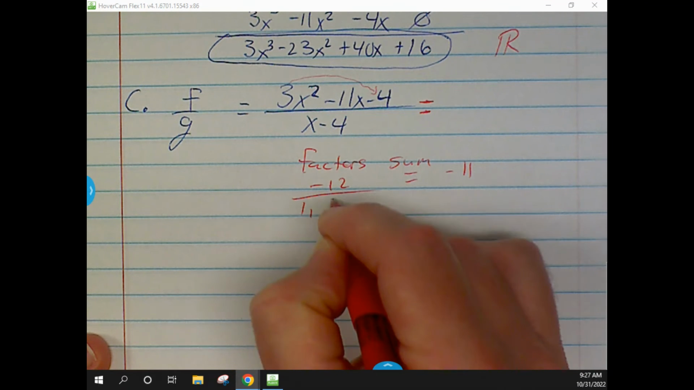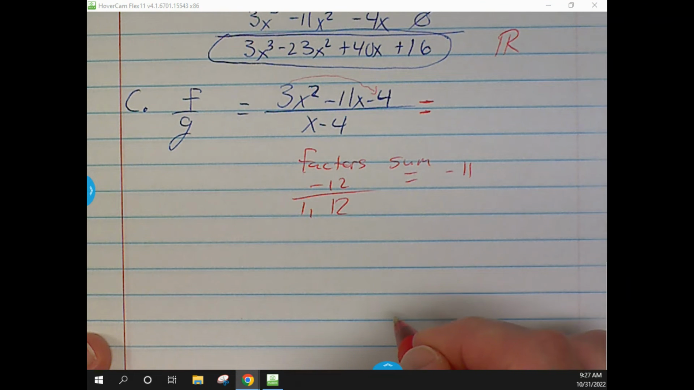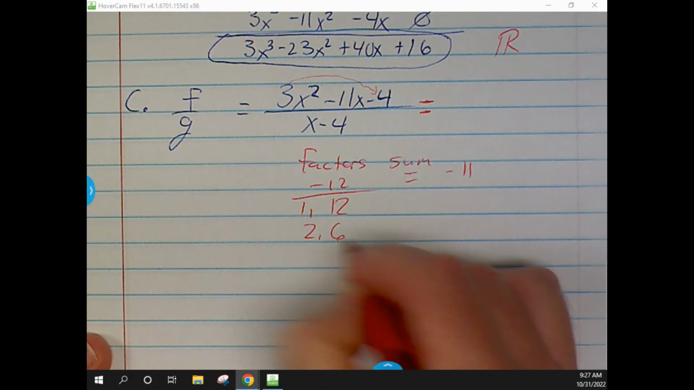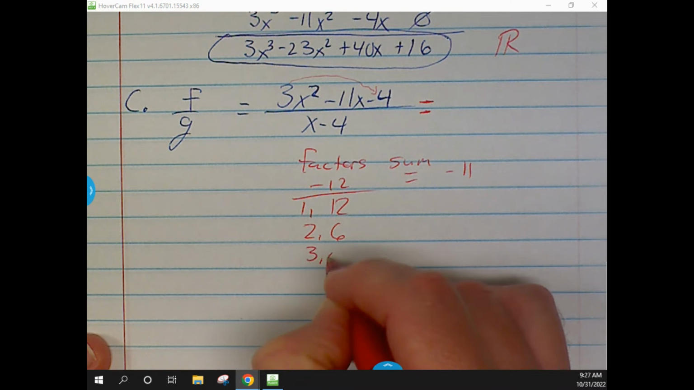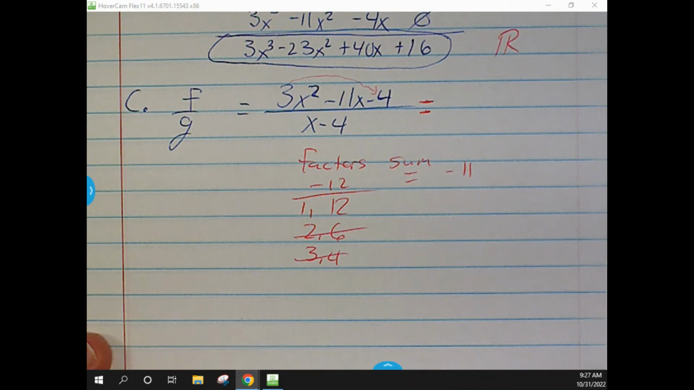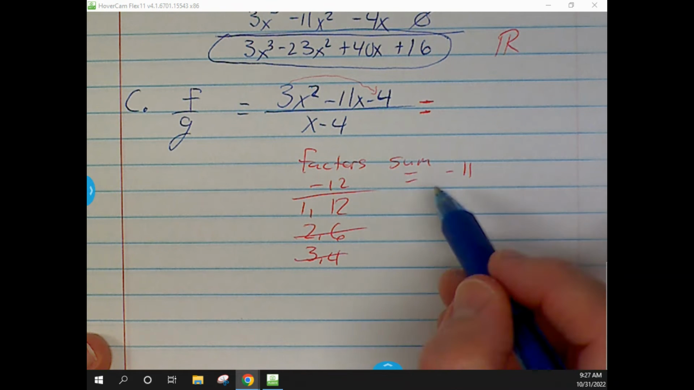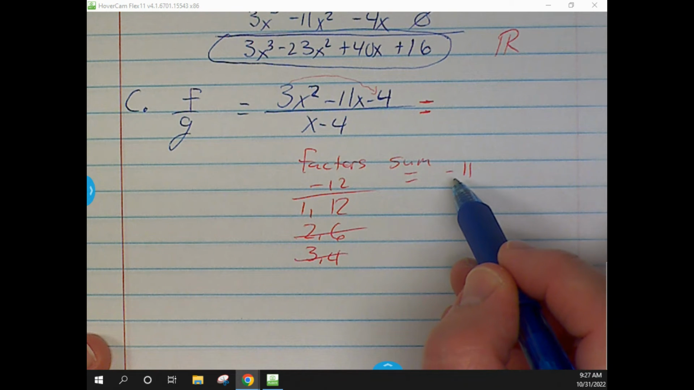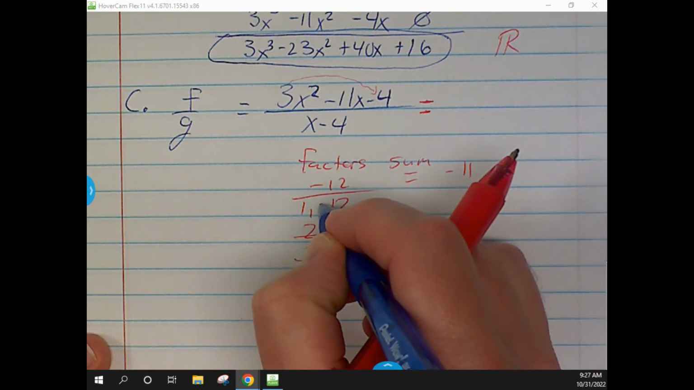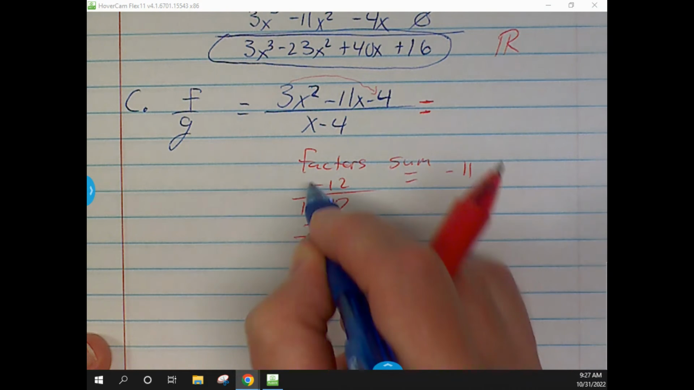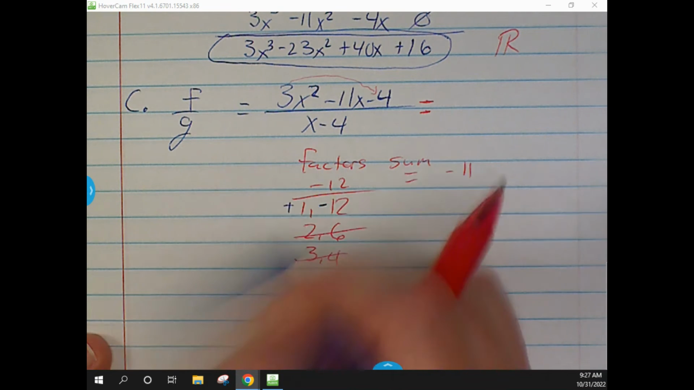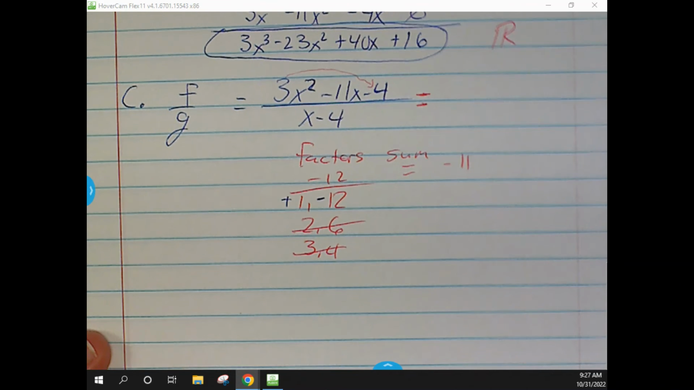All right. Could be 1 and 12. Definitely cannot be 3 and 6. Definitely cannot be 3 and 4. So it's got to be 1 and 12. There we go. The b term is negative, so the bigger number has to be negative. If you multiply a negative and a positive, it makes the ac term negative. So good factoring review.